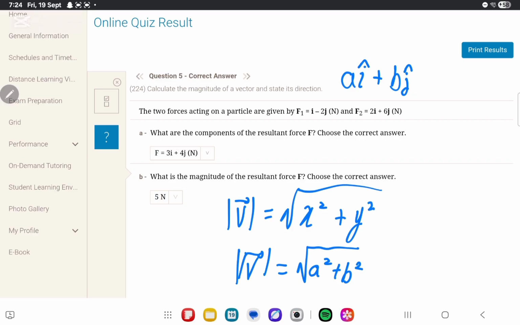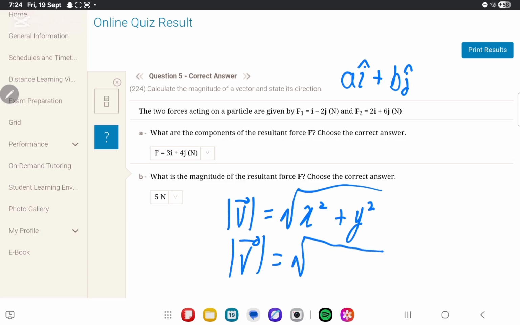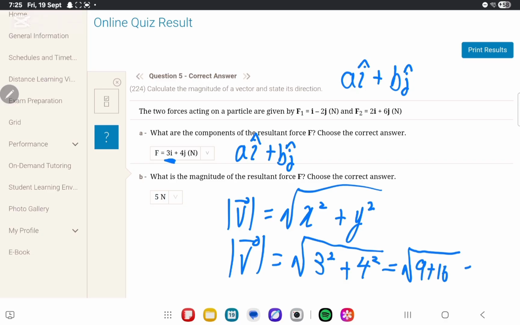Okay, so now that we know this, why is it not erasing? There we go. The magnitude is going to equal the radical of, it's given in the form ai plus bj, right? So 3 squared plus 4 squared. This equals the radical of 3 squared is 9, 4 squared is 16. This is going to equal radical 25, which you all know is 5 newtons. That's my answer.